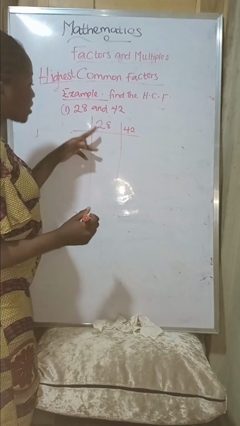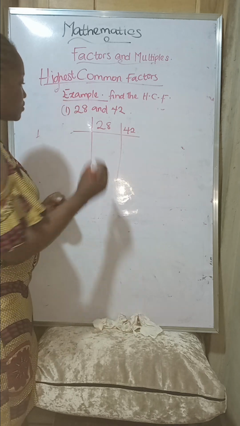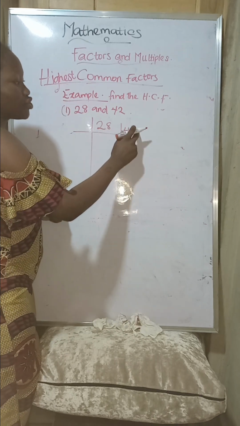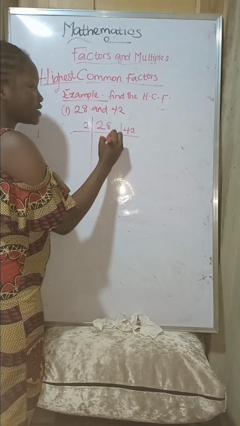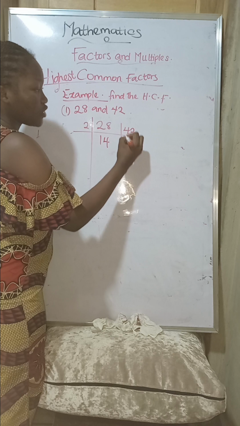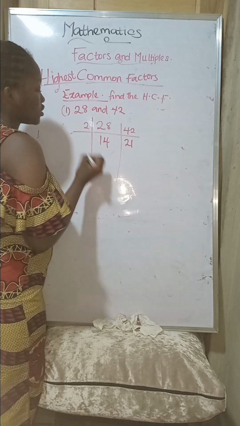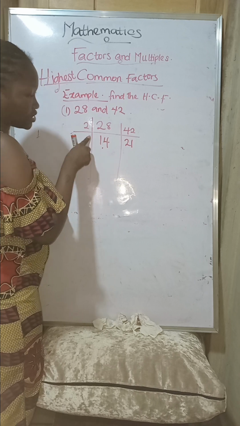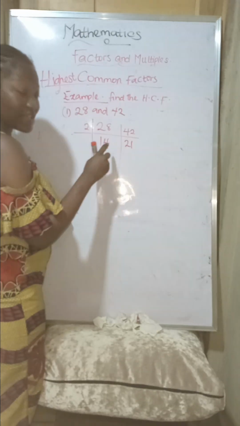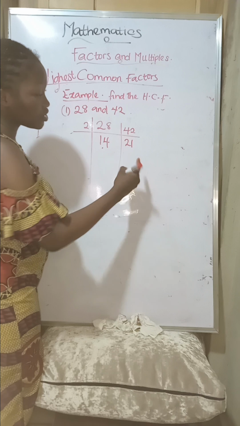So you start. What can divide both? 2. This one ends with an even number, and this also ends with an even number. So you start from 2. So 2 in 28, 14. 2 in 42, 21. Again, 2 in 14 is 7. 2 cannot divide 21. You see, I made a mistake.